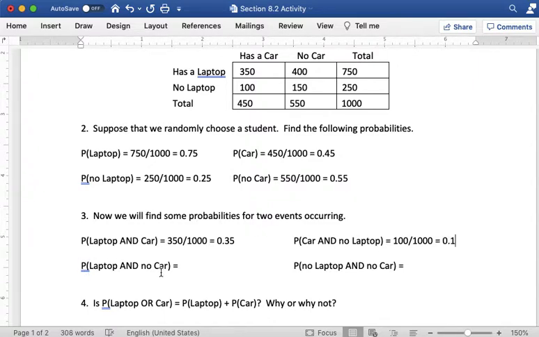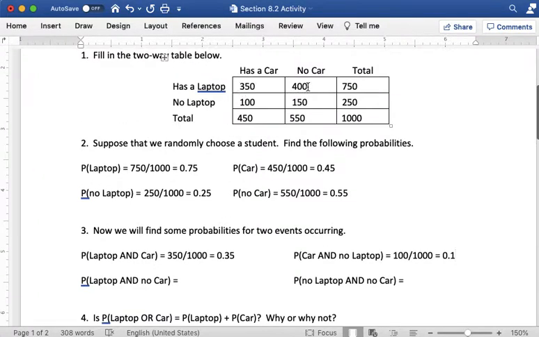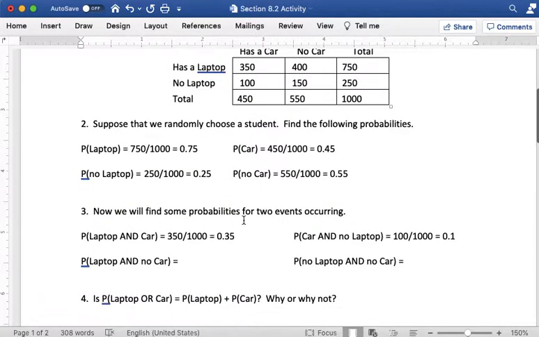The probability of having a laptop and no car, that's 400 students. So 400 divided by 1,000, or 40%. And finally, the probability of having no laptop and no car, that's 150 students out of 1,000, or 15%.